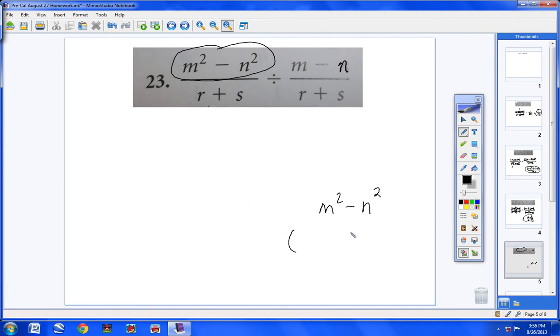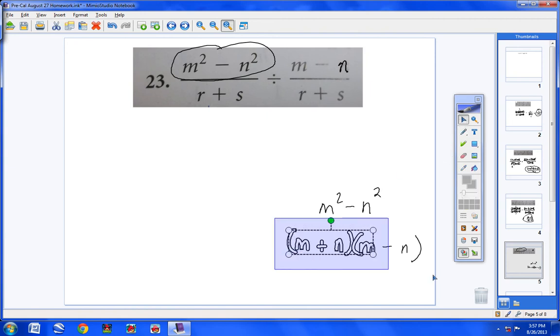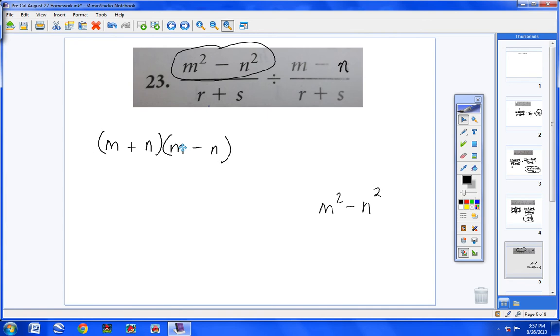So I go ahead and I put 2 little parentheses. The square root of m squared is m, so I put an m here and an m here. The square root of n squared is n, so I put an n there and an n there. Make one positive, make one negative. So I just factored this right here. And so I'm going to grab this factorization and I'm going to yank it up here. And now let's continue on.